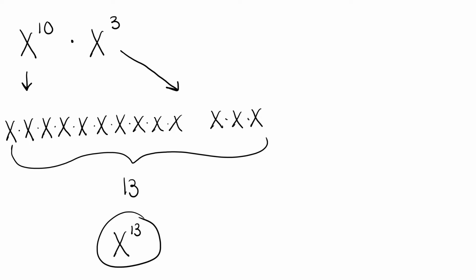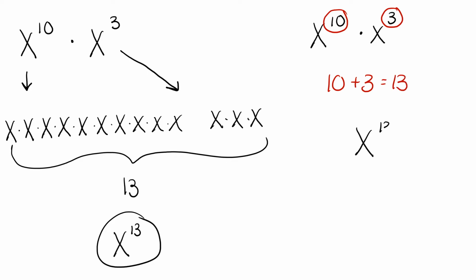If we wanted to use the shortcut method, x to the 10th times x to the third, we could add our two exponents together. 10 plus 3 is 13. The base number x would stay the same, and the 13 would be our new exponent.